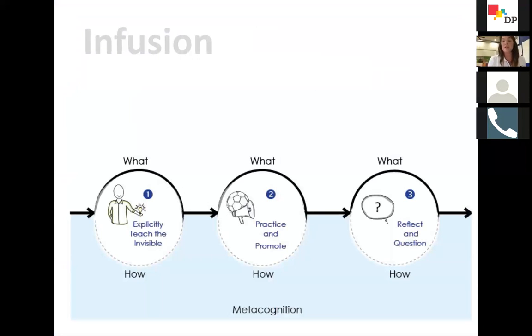So in Infusion, if I was going to teach meaning making, I would teach literally what meaning making is. We would practice it and promote the use of it in our classroom, integrated into something else I'm already teaching, and then we would reflect on it and question how did I use this skill, and then how did this skill literally help me achieve the right answer or achieve where I got.